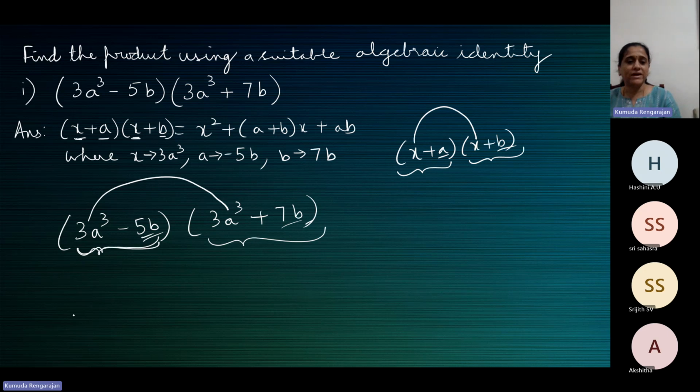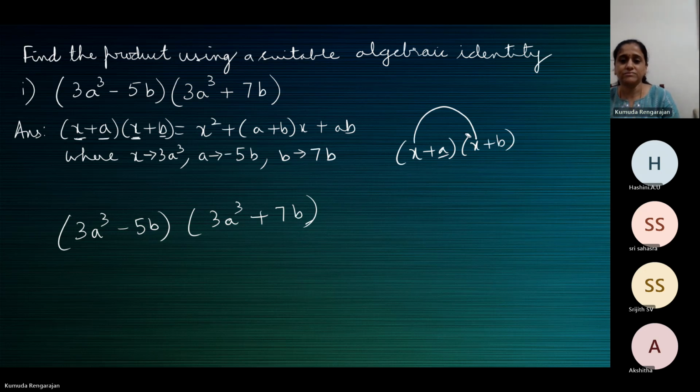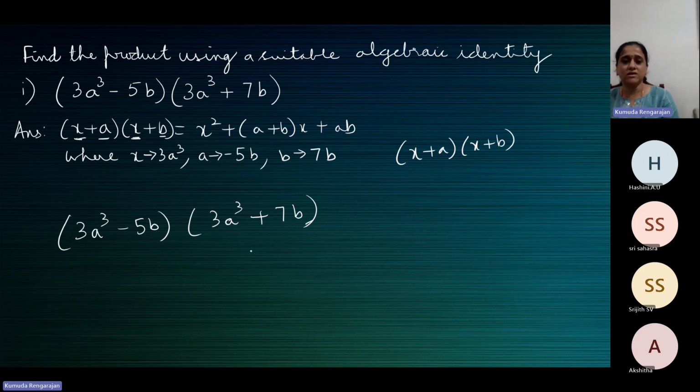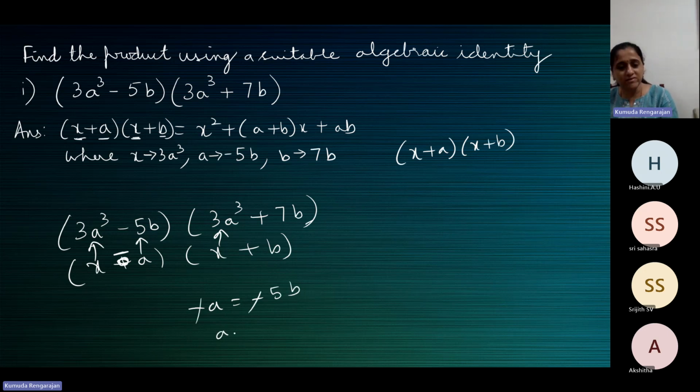Now when you compare this given expression with x plus a into x plus b, what do you see? x is equal to 3a cubed. Plus a is minus 5b, so that means a is minus 5b. Supposing it was x minus a, for example, that means minus a is equal to minus 5b. So minus and minus will get cancelled. a will be 5b.